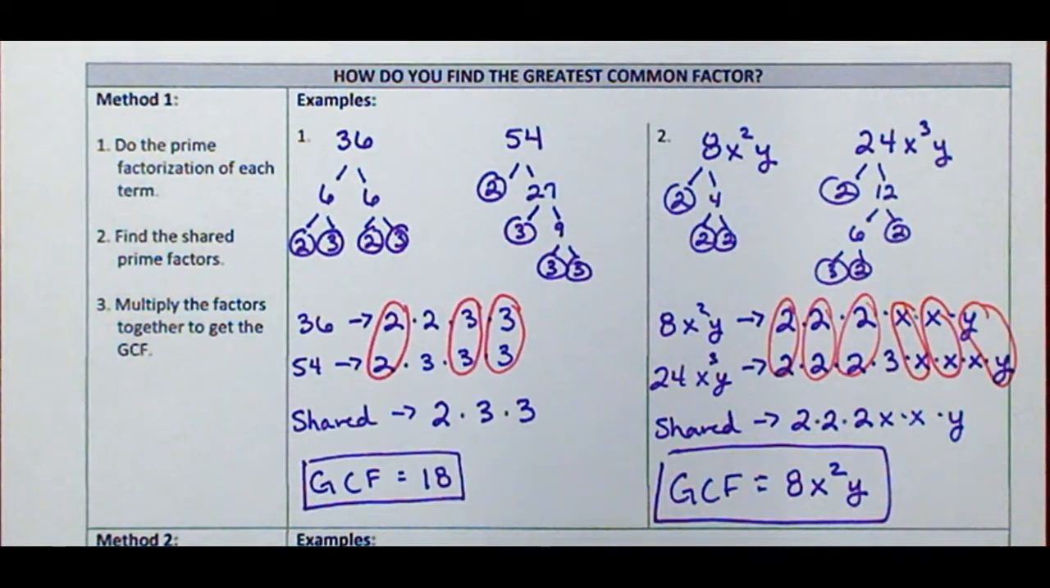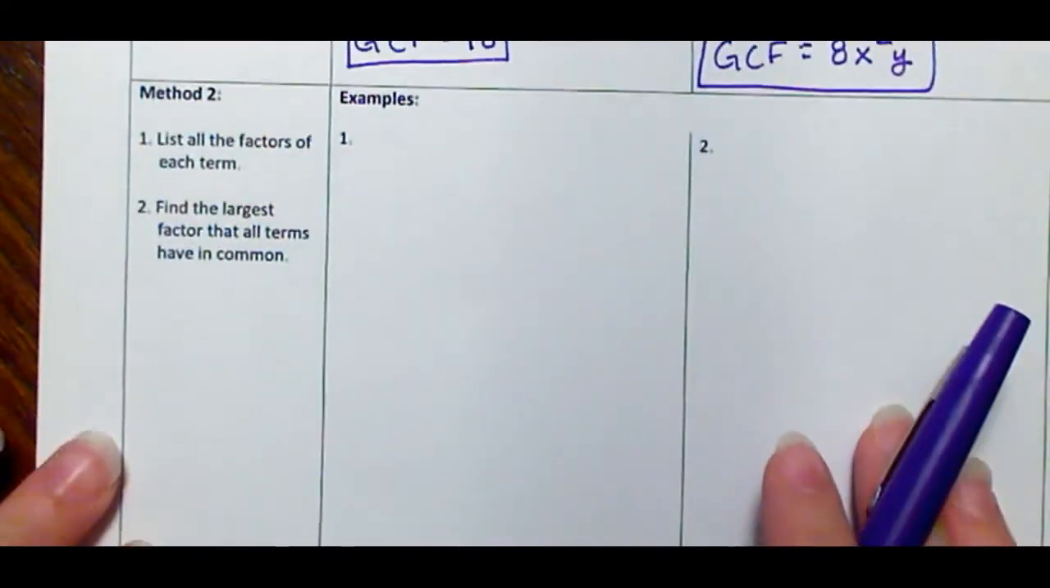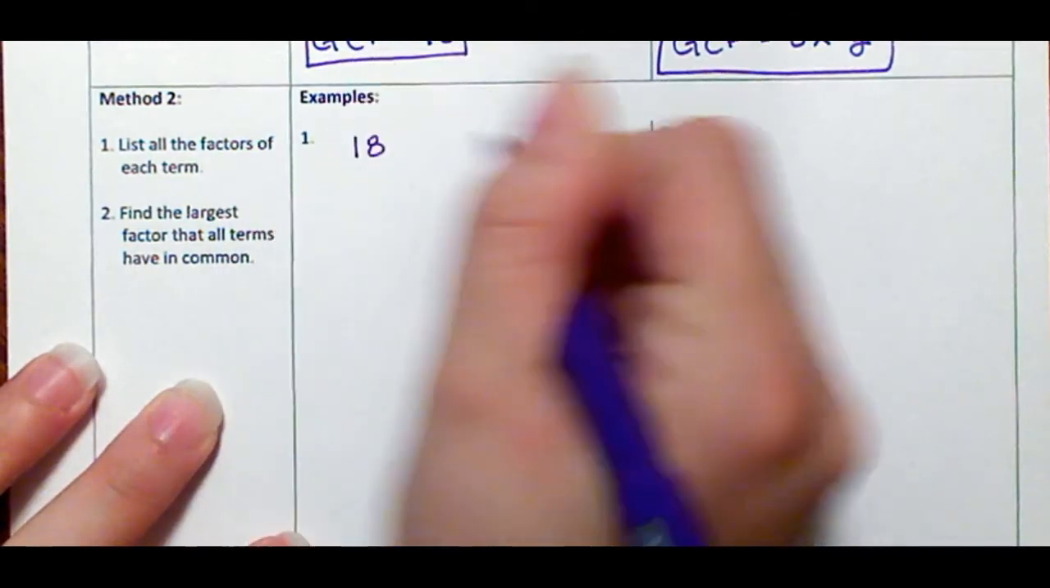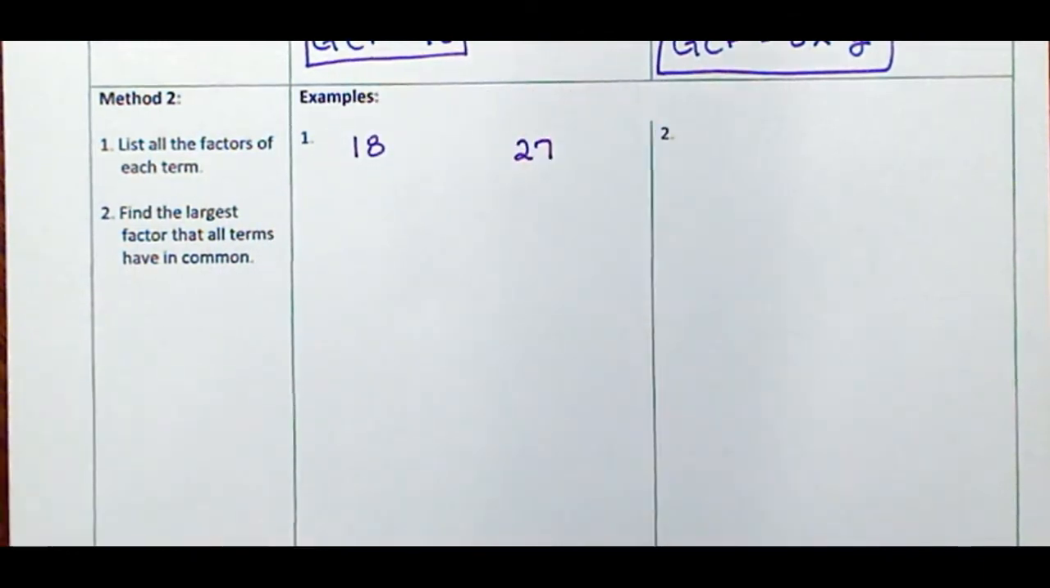Now I told you there was another way. The second method is to just list out all the factors. So number 1 on this method, if we were looking at 18 and 27.